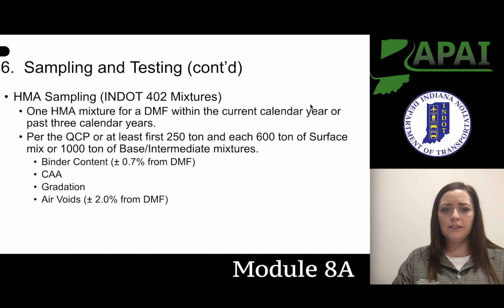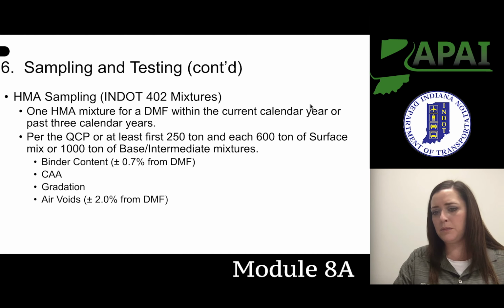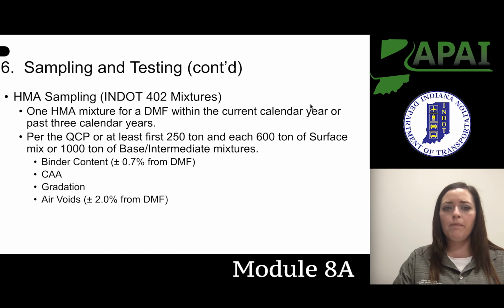The frequency of sampling is one truck sample within the first 250 ton, and then each 600 ton of surface or 1,000 ton of base or intermediate thereafter. One HMA mixture for a DMF is looked at and reviewed for the current calendar year or within the last 3 years.